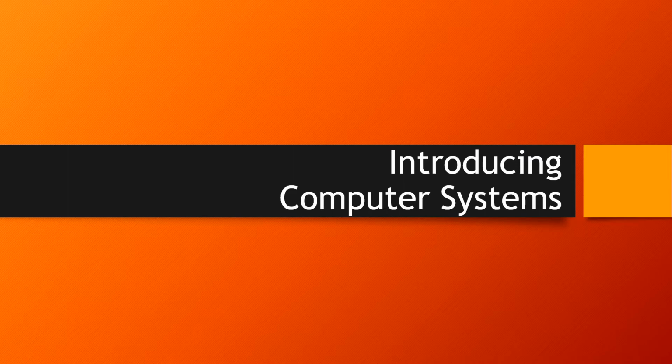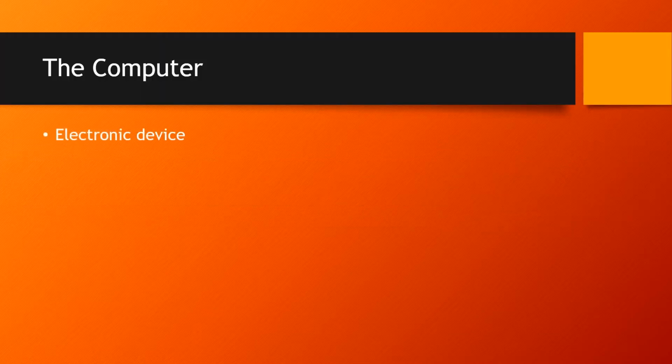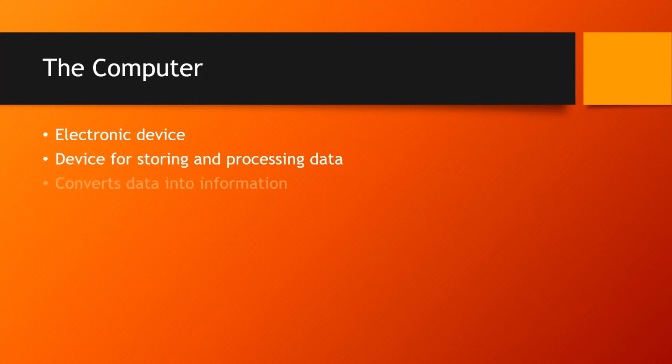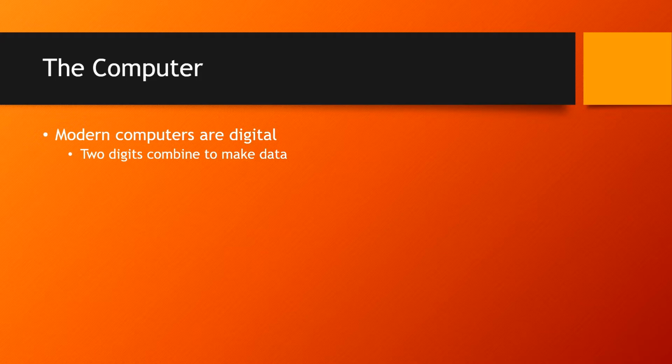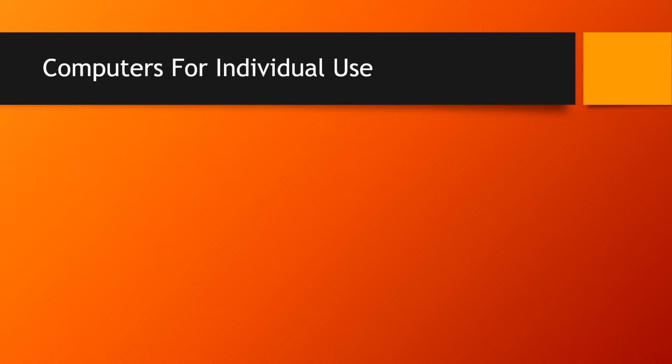Even though kaila na kaayo mo sa mga tanan sa computer, I will still have to introduce to you a computer system. Okay? A computer is an electronic device for storing and processing data, and converts data into information. Modern computers are digital, which means it takes two digits to combine to make data. Those digits are ones and zeros.